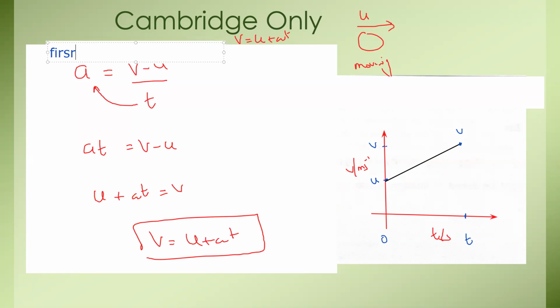This is the first equation of motion, which we derived from the movement of an object, where the initial velocity was u, it reaches a final velocity v, and it takes time t. Is it clear? The first derivation. In the exam, these derivations come up. They ask you to derive the equations of motion. So that's the first equation of motion. Now, how do we derive the second equation of motion?